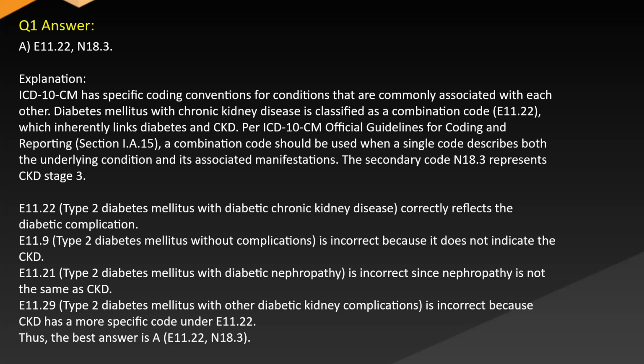E11.22, type 2 diabetes mellitus with diabetic chronic kidney disease, correctly reflects the diabetic complication. E11.9, type 2 diabetes mellitus without complications, is incorrect because it ignores the CKD. E11.21, type 2 diabetes mellitus with diabetic nephropathy, is incorrect since nephropathy is not the same as CKD. E11.29, type 2 diabetes mellitus with other diabetic kidney complications, is incorrect because CKD has a more specific code under E11.22. Thus, the best answer is E11.22, N18.3.